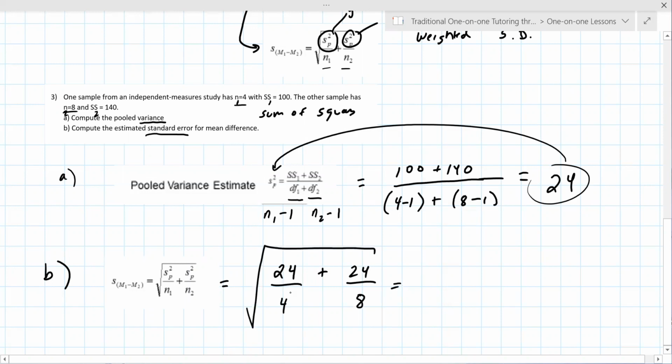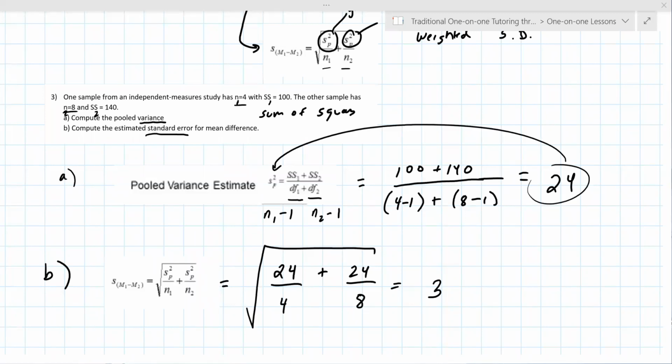Okay. So that's like 6 plus 3. Wow, this actually worked out really nice. Looks like it's just 3. Is it plus or minus 3, or is it just 3? It's just 3 because there's no plus or minus out front. You're adding inside here. Okay.